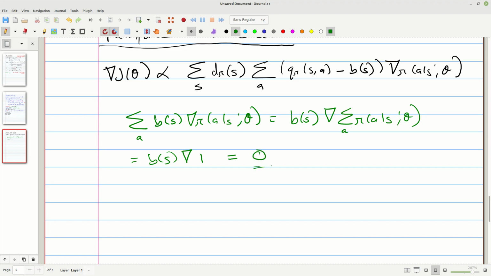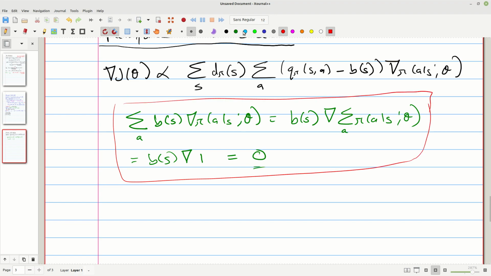So that means as long as the baseline we add does not depend on our action, then when we compute our expectation, it will still remain the same, right? That's what this proof here is showing, that it would still remain the same, right?